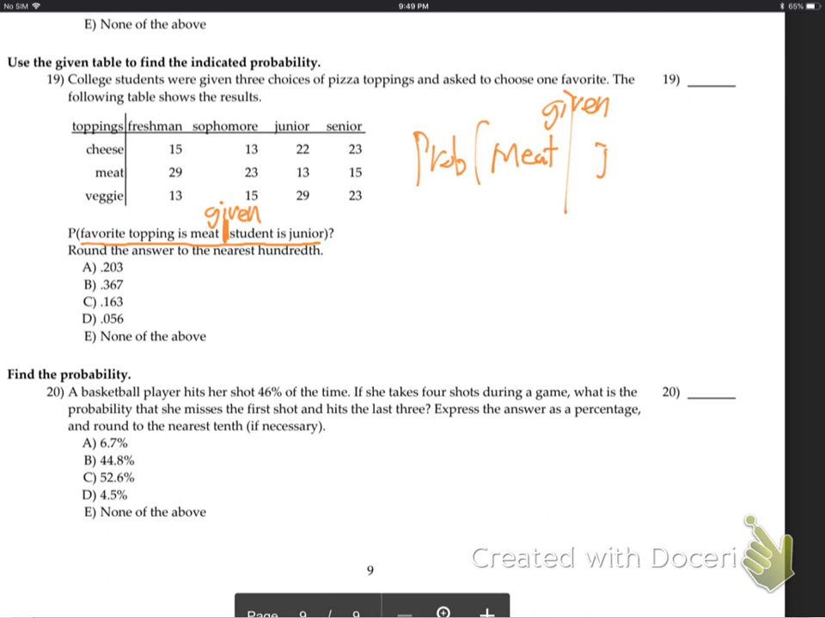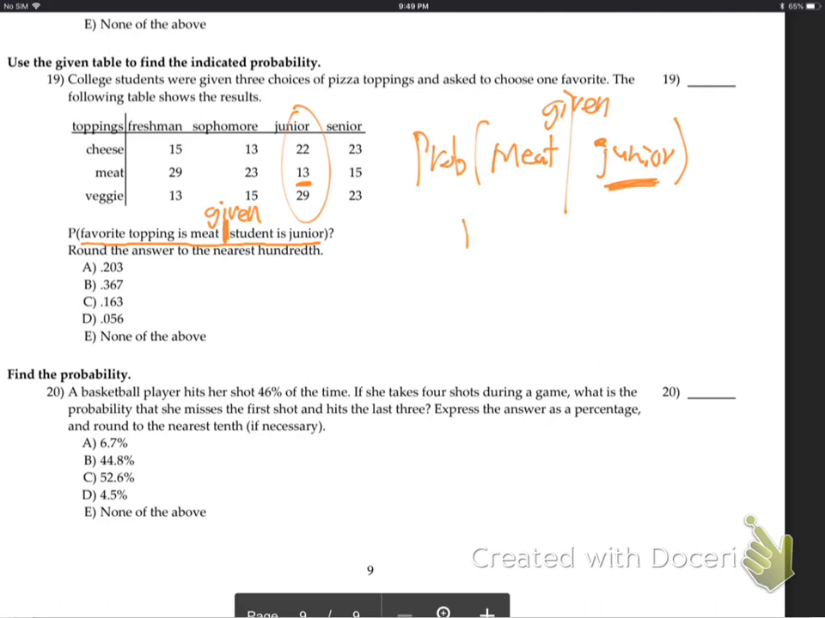given means what you know, they're a junior. So notice we're given they're a junior. We know they're a junior. We picked a person at random. They are a junior. We're told, hey, the person they picked is a junior. That means it's out of that group. Forget about everybody else. It's one of those juniors. So if it's out of that group, what's the chance it's meat?